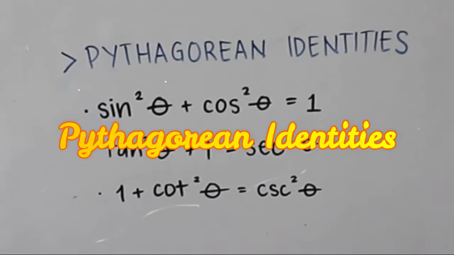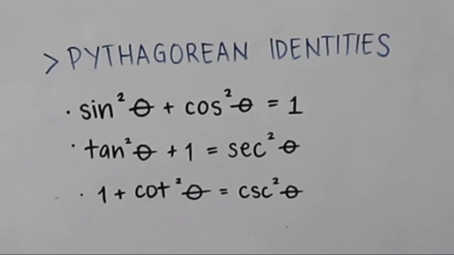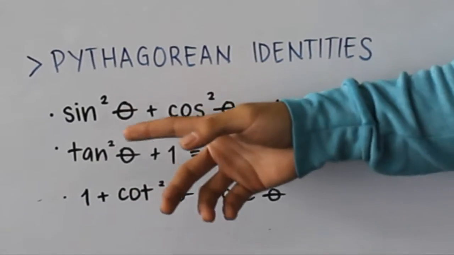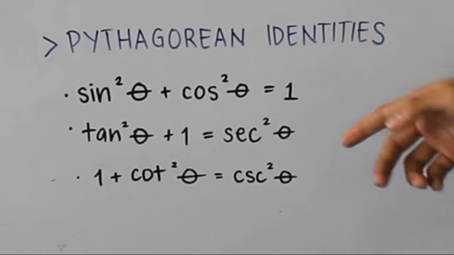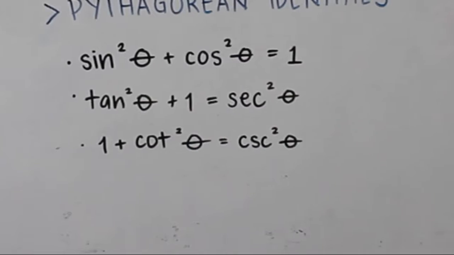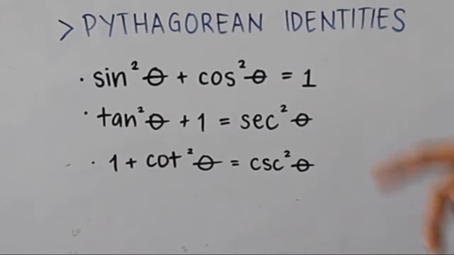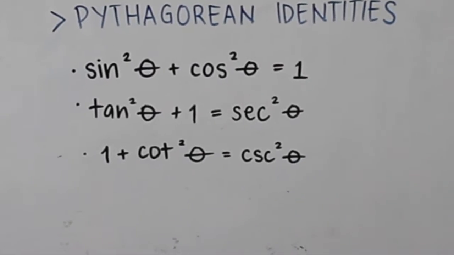For the Pythagorean identities, using the Pythagorean theorem, we can get sine squared theta plus cos squared theta is equal to 1. And tan squared theta plus 1 is equal to secant squared theta. And 1 plus cotangent squared theta is equal to cosecant squared theta.